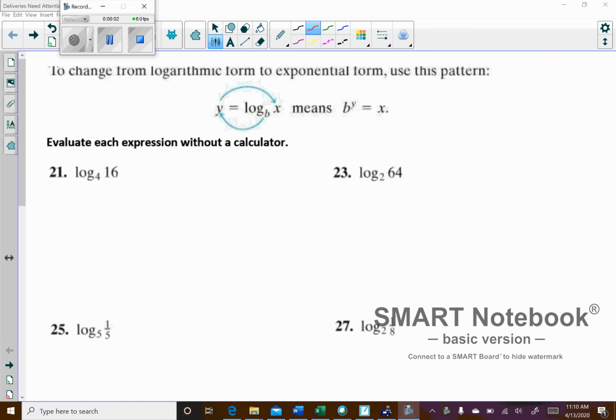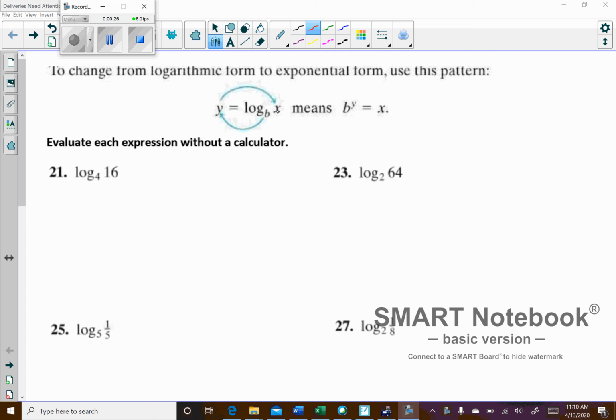Here we're going to evaluate the expression of our logs. And this first part we want to do without a calculator. We will run into some that we will use one in a bit. So just a little reminder, don't overthink logarithms. All they are is exponents. And so you can see the conversion right here.